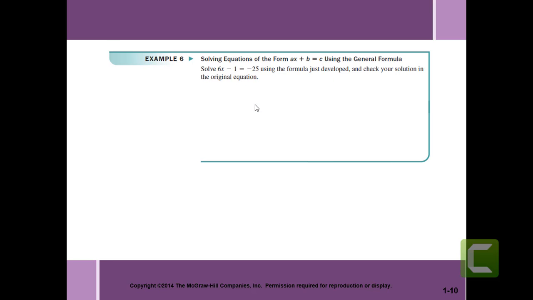Okay, next example. Solving equations of the form ax plus b equals c using the general formula. So now this is a general formula, so be careful here. This only works when you have equations of this form: ax plus b equals c. Okay, so it says solve this equation using the formula developed, and check your solution in the original equation. So we're going to back substitute and check.